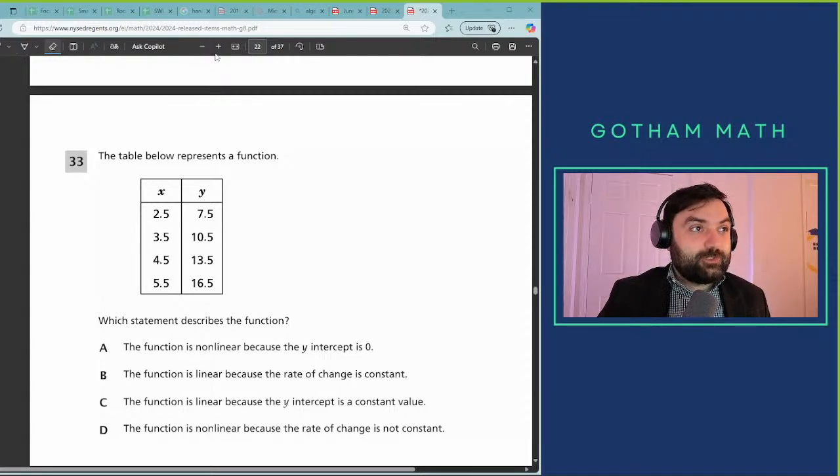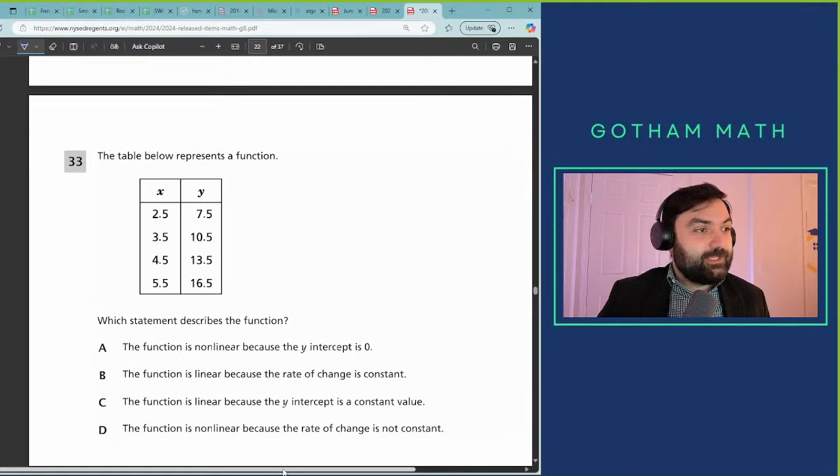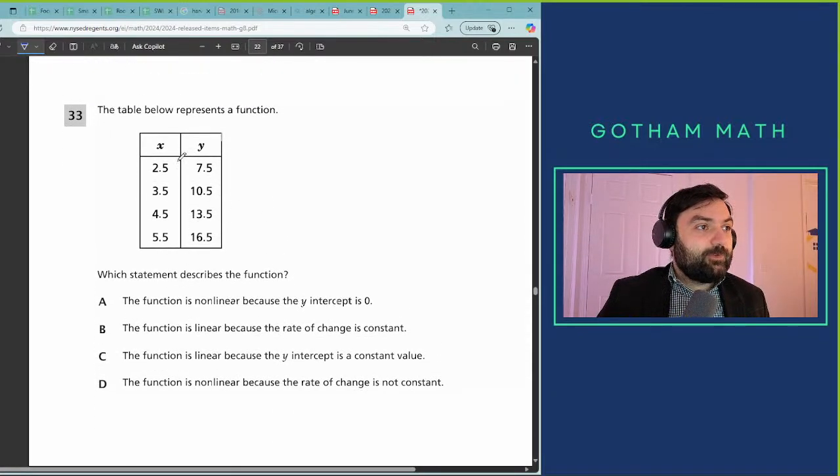So we're going to start with question number 33. This is the beginning of the third book of the 2024 released state test practice. And let's just go ahead and solve these questions, starting with the number 33. We have a table that represents the function. Which statement describes the function?